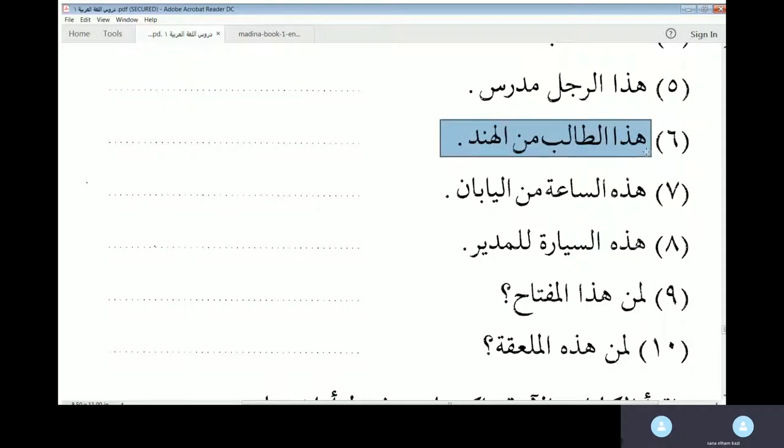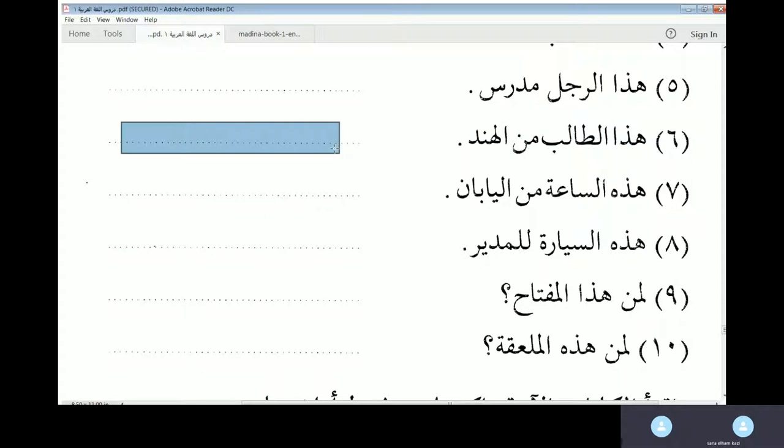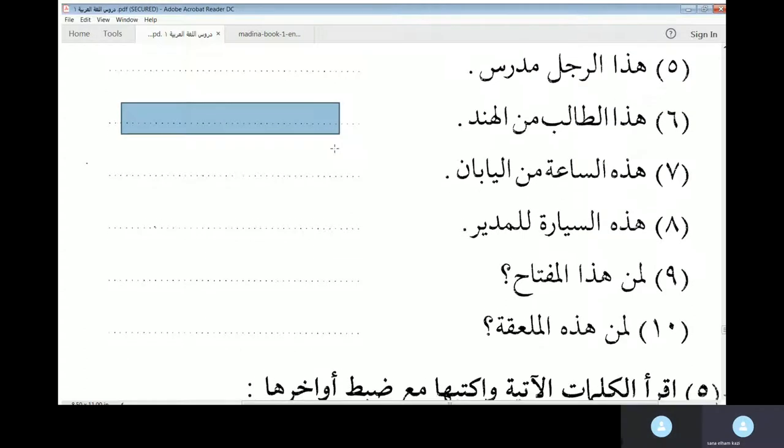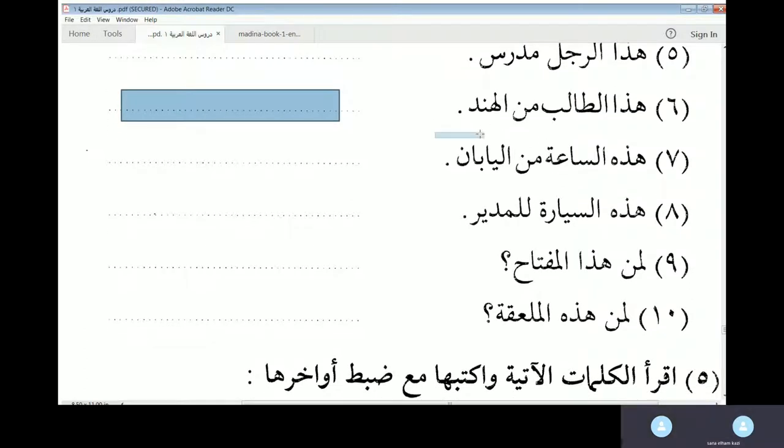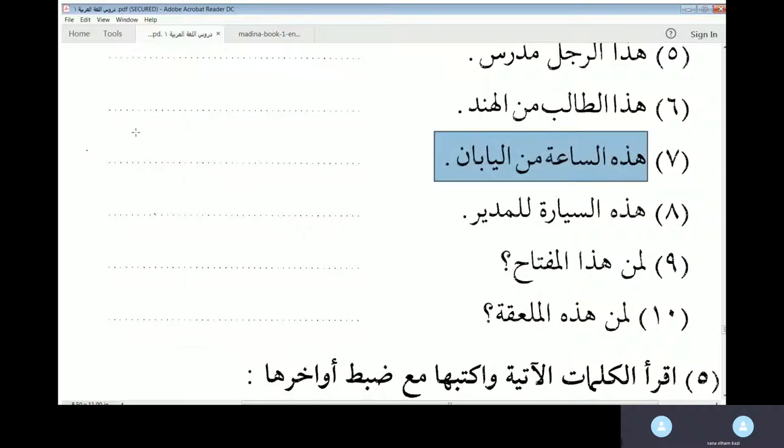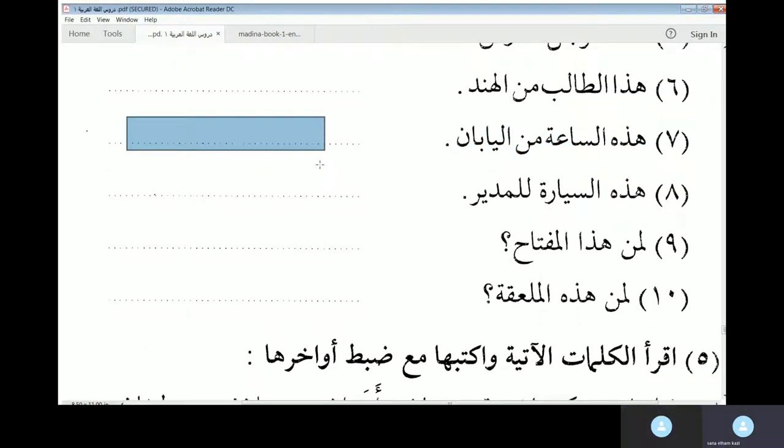Hadha Talibu. Bisana. This student is from him. Hazani Talibani Minal Hindi. These two students are from him. Hazihi sa'atu minal yabani. This watch is from Japan. Hatani sa'atani minal yabani. These two watches are from Japan.